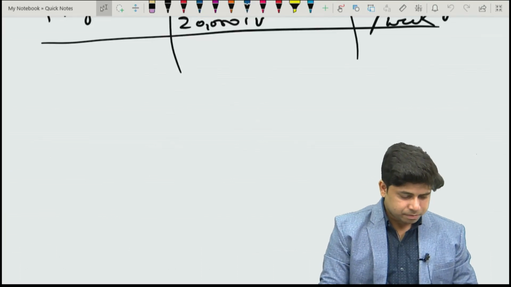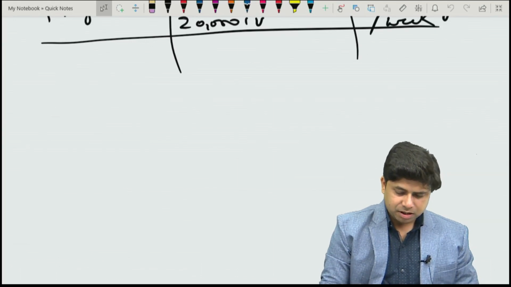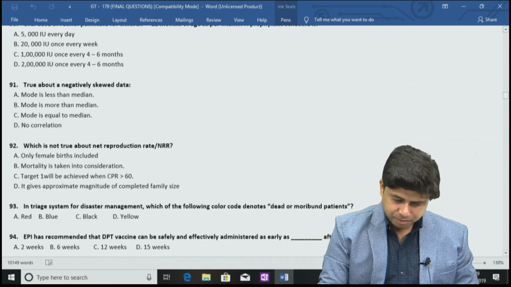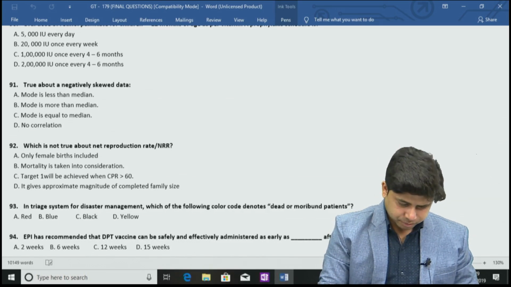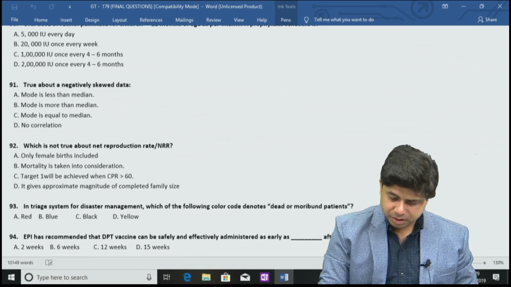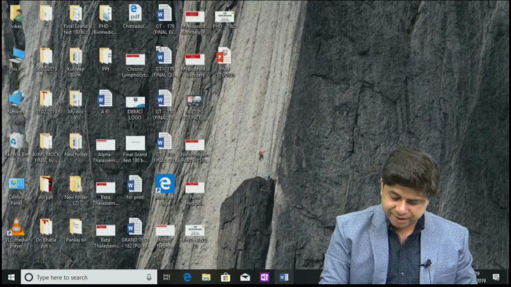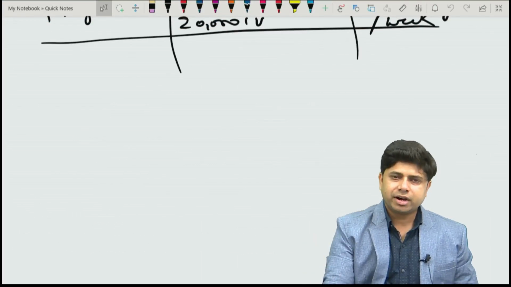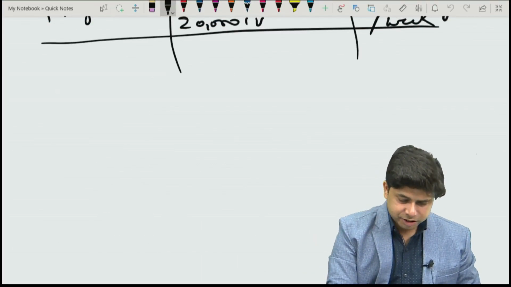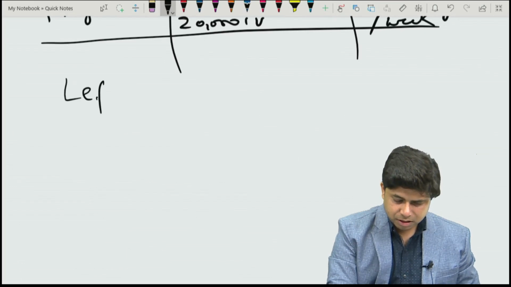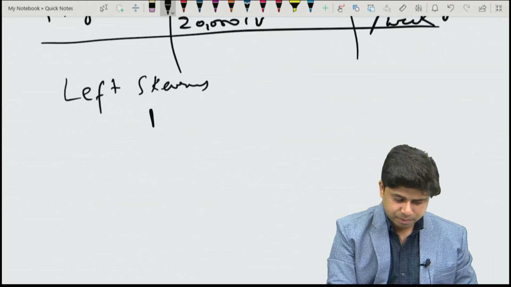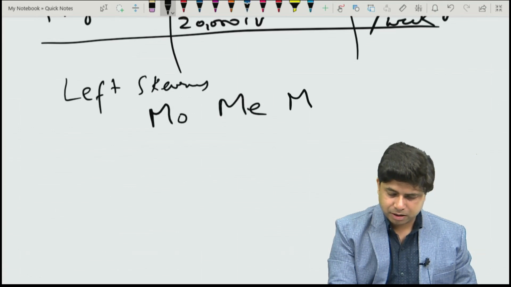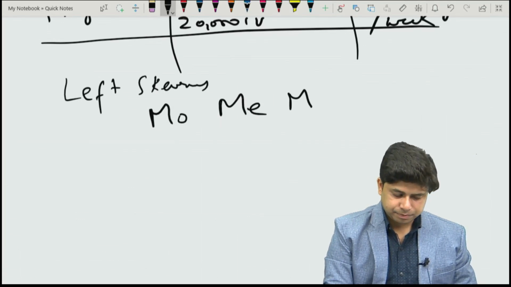So we were discussing question number 91, true about a negatively skewed data. The answer is mode is more than median. You should remember, we have discussed so many times about the skewness of data. For skewed to the left, skewness, the order is mode, median, mean. This is the order.